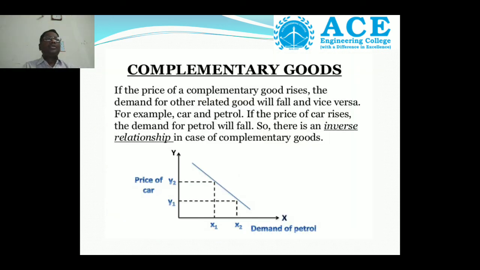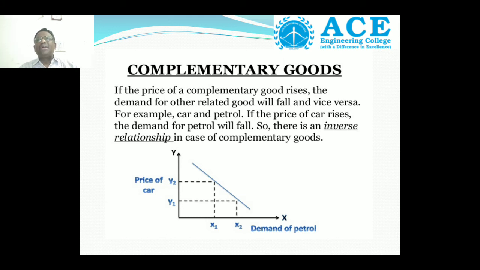Complementary goods. What is the meaning of complementary good? It means if the price of a complementary good rises, the demand for the other related good will also fall, and vice versa. Example, car and petrol. If the price of a car rises, the demand for petrol will fall. There is an inverse relationship in the case of complementary goods. Then what is the curve shape? Sloping downwards from left to right.